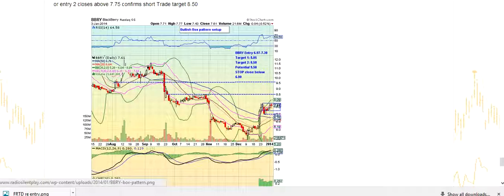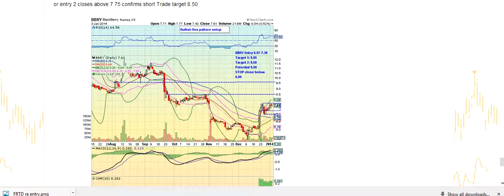So if you look here, we saw BlackBerry post a flag pattern. What we wanted to do is add anywhere within this range. Our entry was $6.90 to $7.30. Our target was $8.05. Target 2 was $8.50. Let's take a look. We sent out this stock basically in the beginning of January.